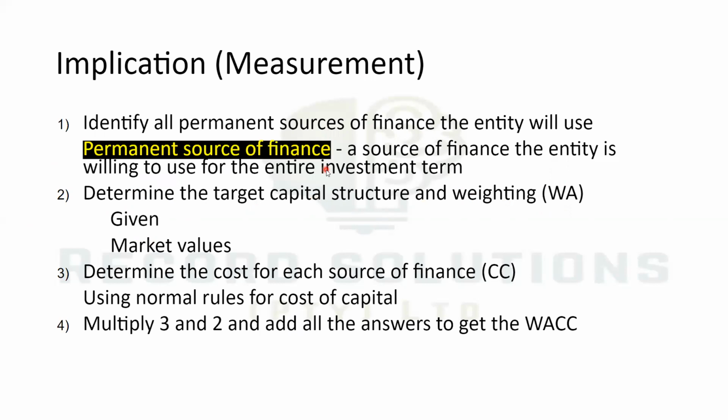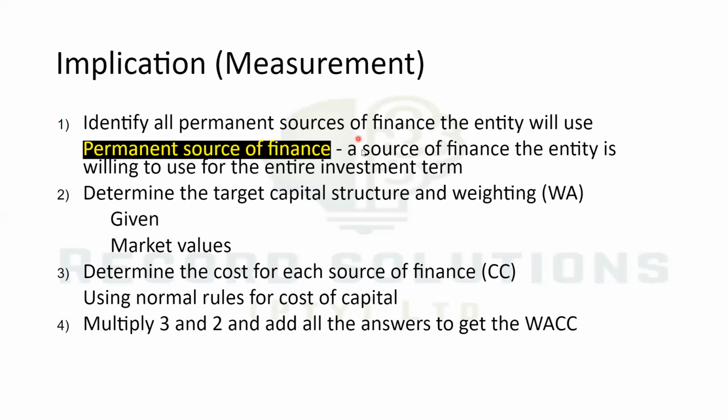Firstly, it can be given to you. They tell you straight that they want to use 40% equity, maybe, and 60% liabilities. Then they have already given you the capital structure. You don't have to calculate it. You already know they're going to use 40% equity and 60% liabilities. However, in most questions, they won't give you this capital structure.